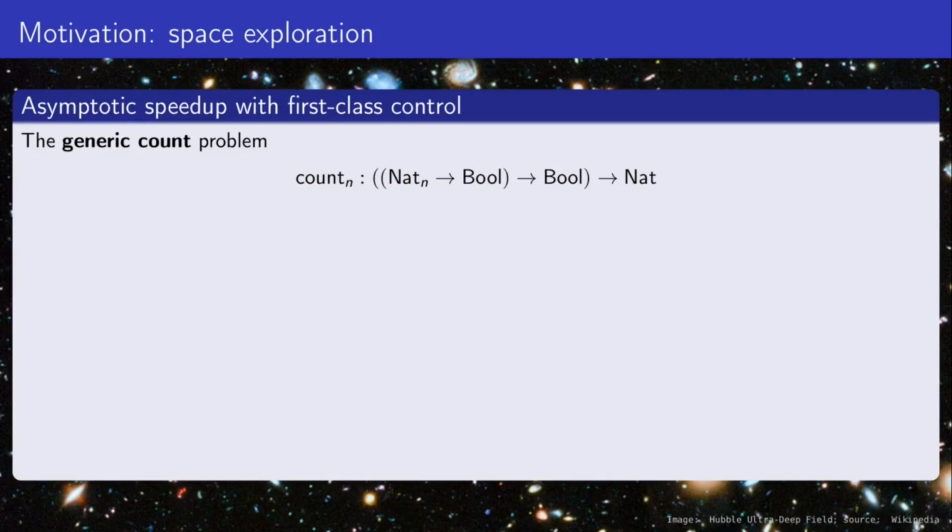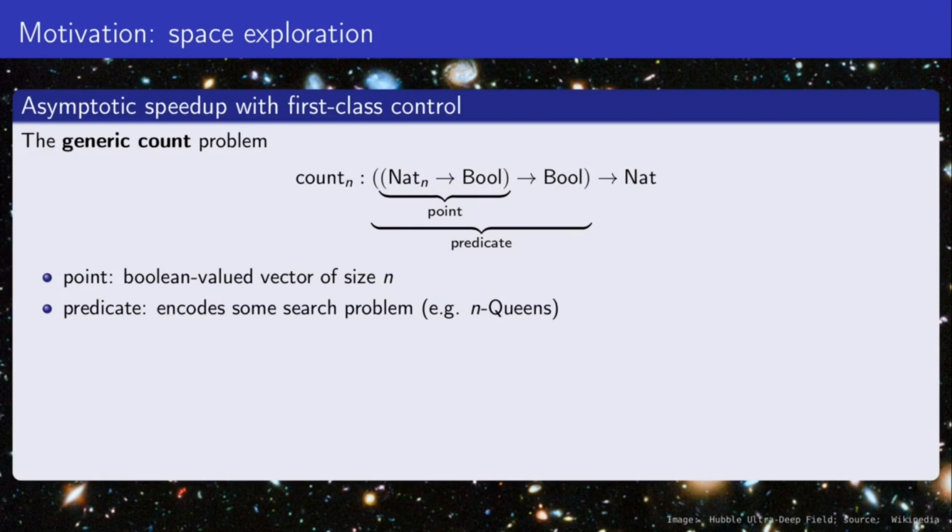The first-order function parameter is called a point. It is a functional representation of a Boolean-valued vector of size n. The second-order parameter is a predicate function, which operates on points. It is an encoding of some search problem, and it yields true or false depending on whether it is satisfied by its provided point. Finally, any faithful implementation of this type signature ultimately returns the number of points satisfying a given predicate, or, in other words, it counts the number of times a given predicate returns true.